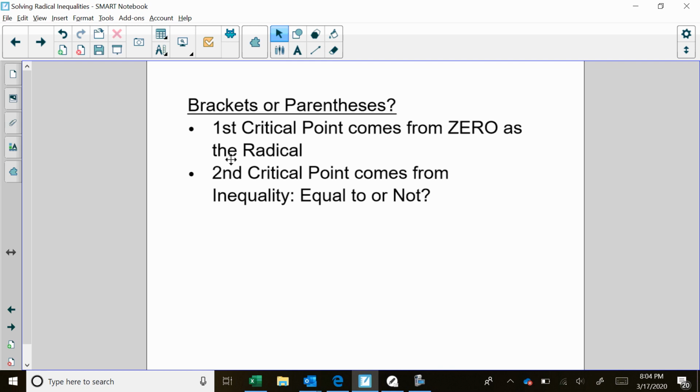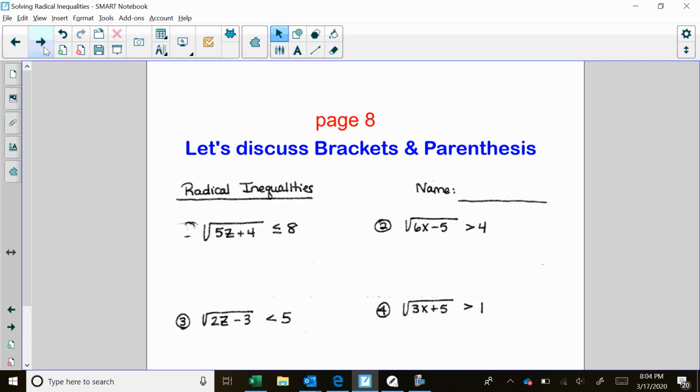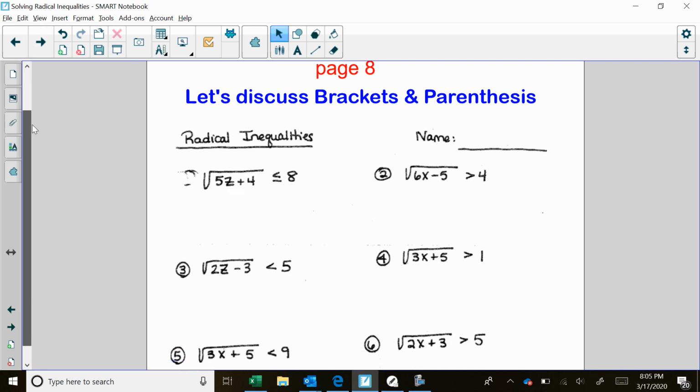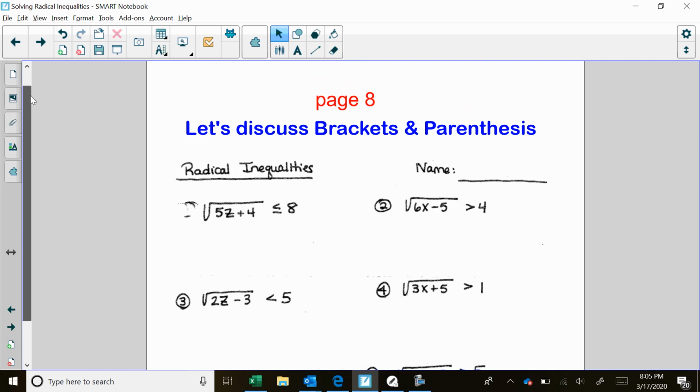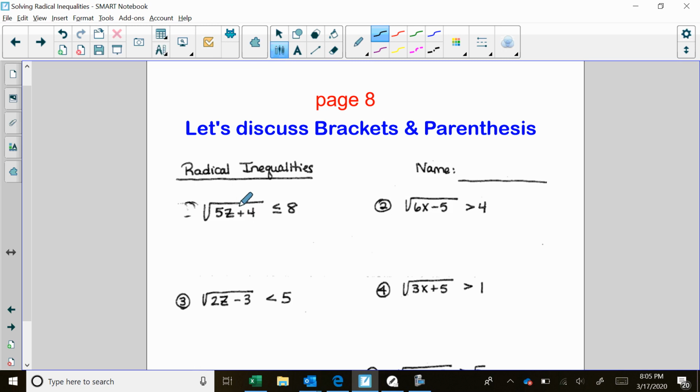So we've got to find two critical points. The first critical point comes from putting 0 as the radical and then solving that. Let's just get into the first one. So the first one looks like this. We're going to look at these first 6 problems that are on page 8, and we're going to imagine that, let's use red, that this right here is just a big 0.